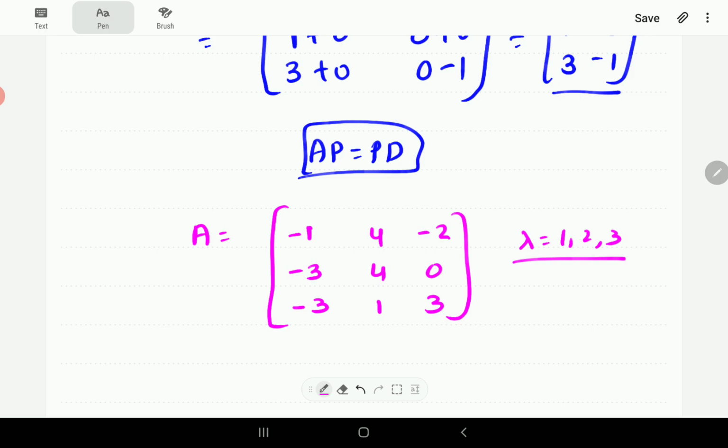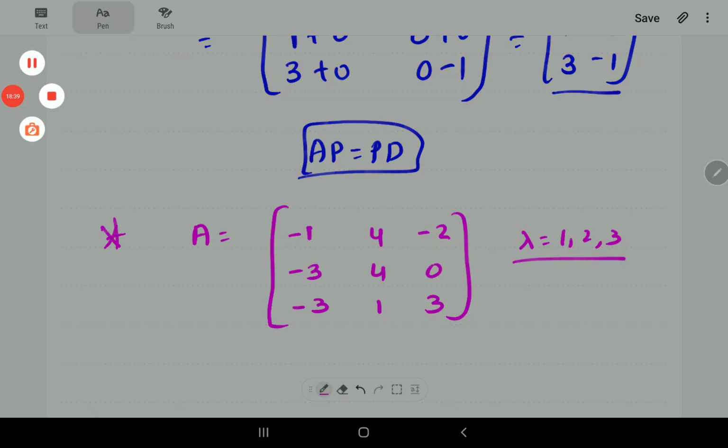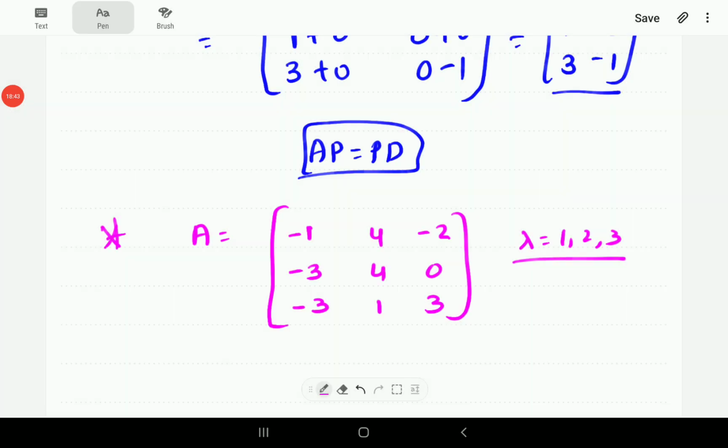Now you need to check whether the given matrix is diagonalizable, and also find the corresponding eigenvectors and the matrices P and D respectively. You can answer me in the comments, and let me know what answers you're getting for this particular example. I think you should comment your answers in the box about this particular matrix. That is one thing I have to tell you.